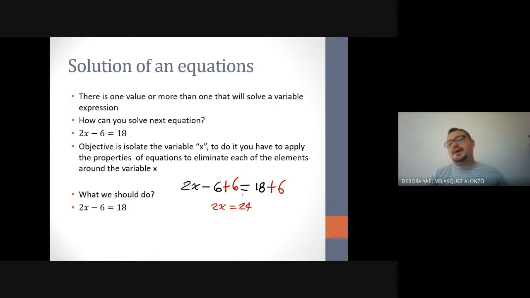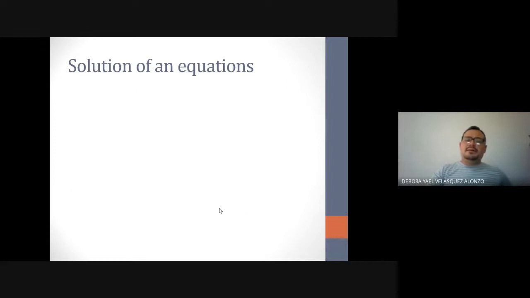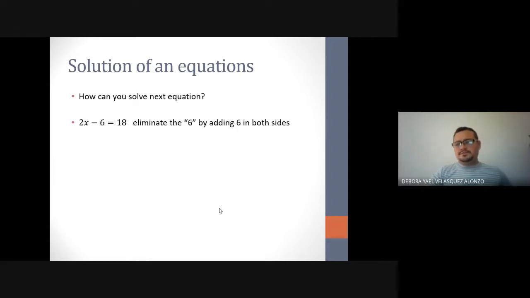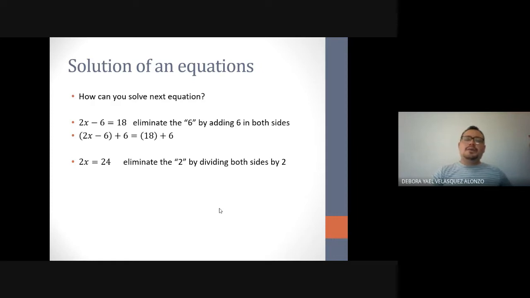And of course, then you have to do something with this expression in order to eliminate that 2x. And I will do a little question first. But I think that we can try to see it here. So eliminating the 6 by adding 6 in both sides will be the way to do it. Of course, I'm adding this property. And how can I eliminate the 2? Dividing 2 in the two sides.